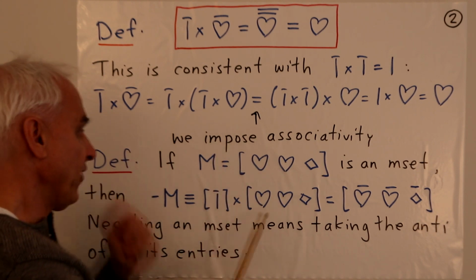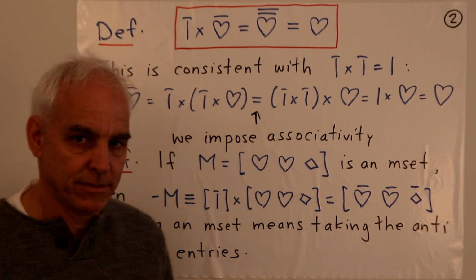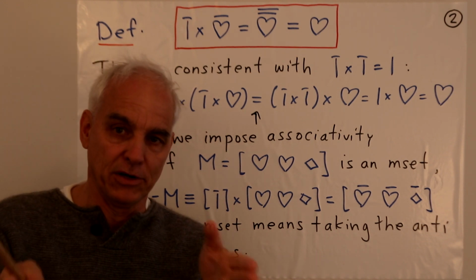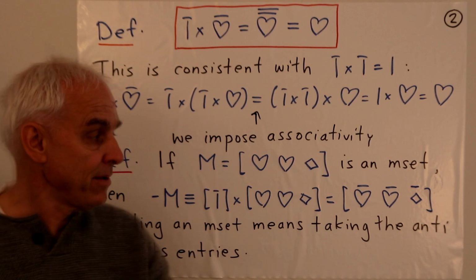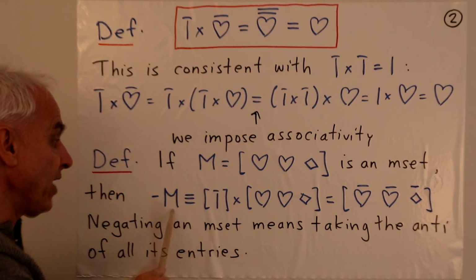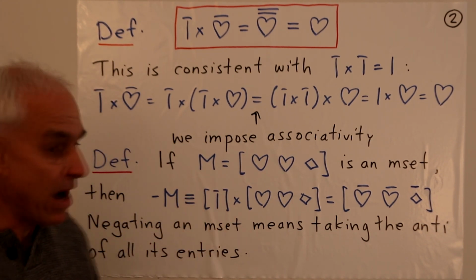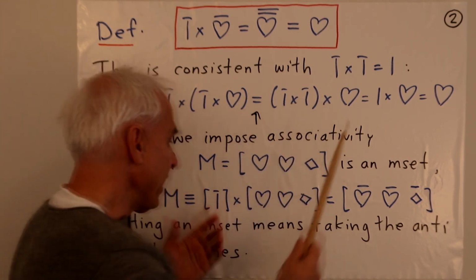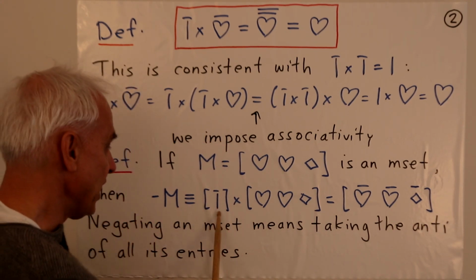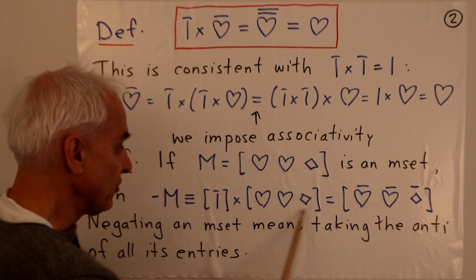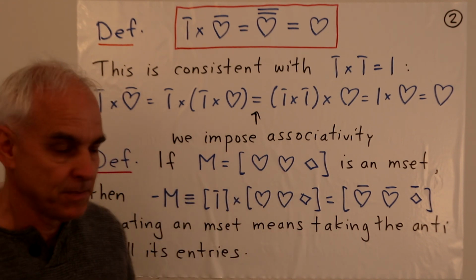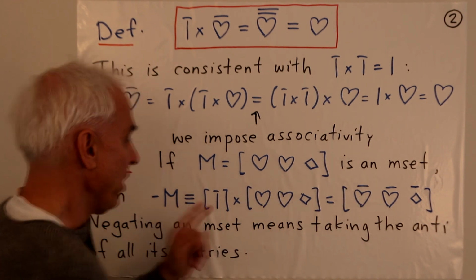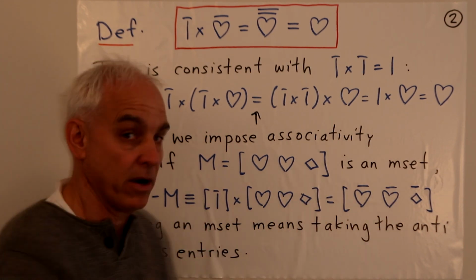So if here is an mset, say heart, heart, diamond, and these are some kind of mathematical objects that we have agreed that we've already clearly defined, then the negative of this mset is what we get when we multiply by -1. The way we multiply msets is we take the entries of this mset and the entries of this mset and take all possible products. So anti-mark times heart, that's heart bar. Anti-mark times this heart, that's heart bar. Anti-mark times this diamond, that's diamond bar.